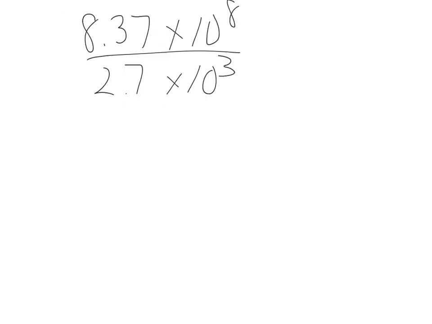Here's another division example. Since I have both numbers and the scientific notation exponents, I can keep them separate. So first I'm going to do 8.37 divided by 2.7, and I'm going to get 3.1 times 10 to the, alright, 8 minus 3 is 5. This only has one number in front of the decimal, so looks like we're done.